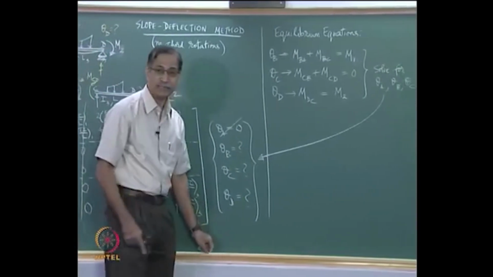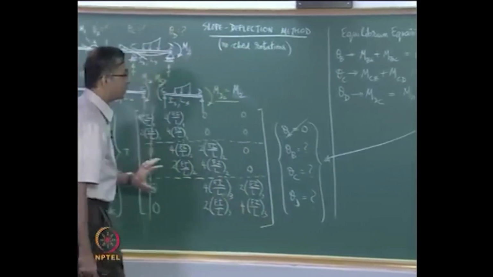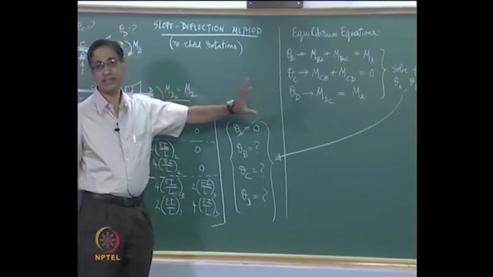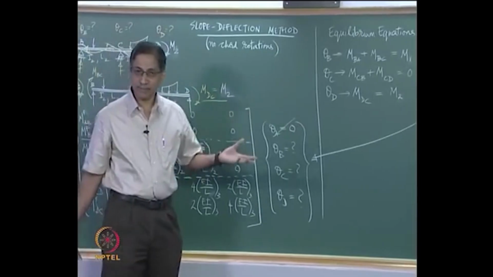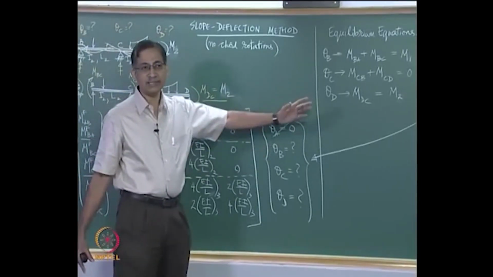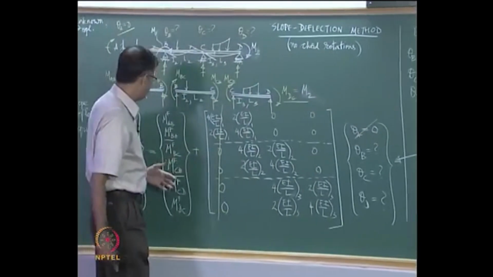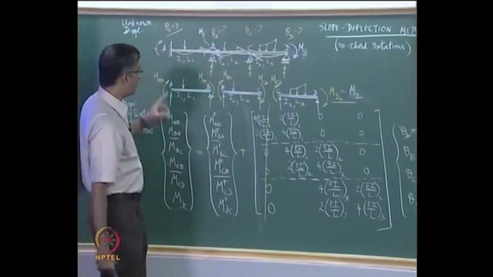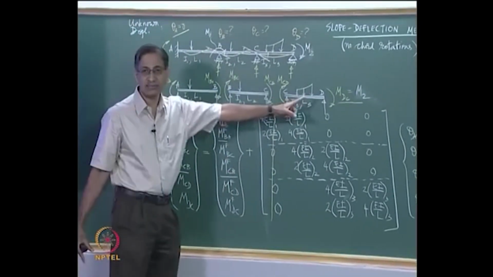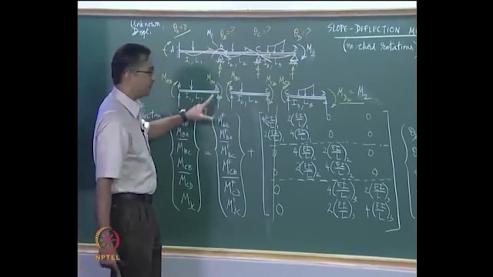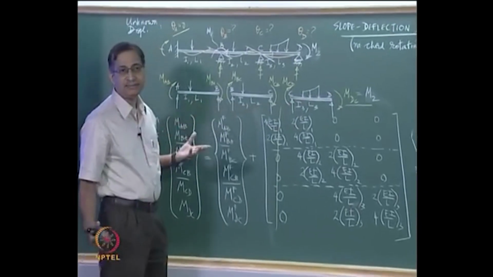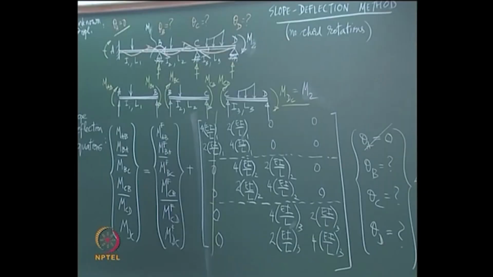So, you have 3 equations, you substitute these expressions in those equations, you have got 3 simultaneous equations, you can solve for them, find the unknown rotations, plug them back into these equations, get your end moments. After you have got your end moments, you draw these free bodies, draw your reactions and draw your shear force diagram and bending moment diagram. Is it clear? It is beautiful, it is simple, it is clean.